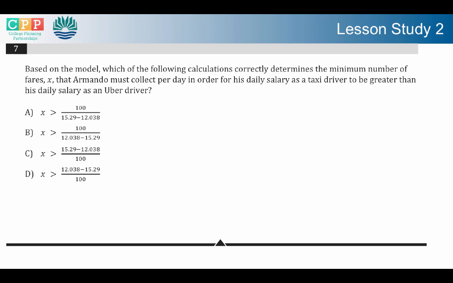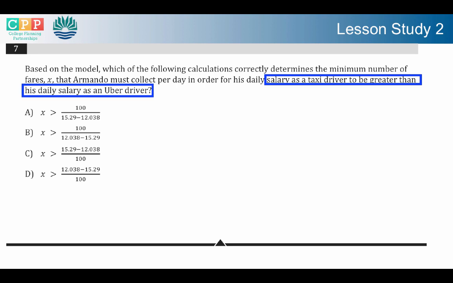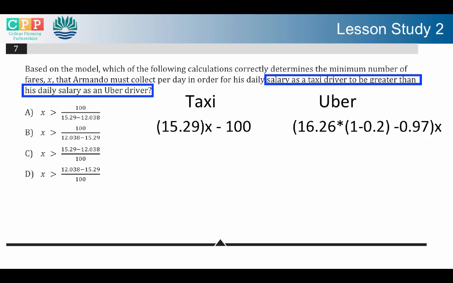The next step is I have to use the 2 equations I have from the previous questions, and determine the minimum number of fares, X, that Armando must collect each day in order for his daily salary as a taxi driver to be greater than his daily salary as an Uber driver. That is the question, so I'm highlighting that. From a previous set of questions, I have the taxi equation as 15.29x minus 100. And from question number 6, I have 16.26 times 1 minus 0.2 minus 0.97x. Now I have to determine when the taxi is greater than that Uber.